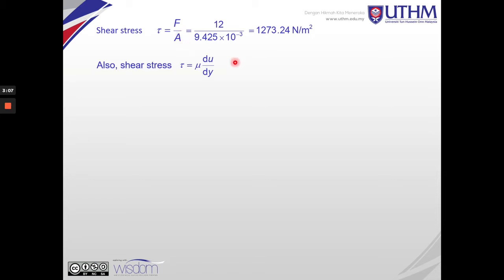The shear stress is force divided by area, or use the dynamic viscosity times du over dy here. So we get the value using du as 25 and dy as 0.015. You can look at the previous slides for the value there. So we get the dynamic viscosity, the symbol mu, of 0.7639 Newton second per meter squared.